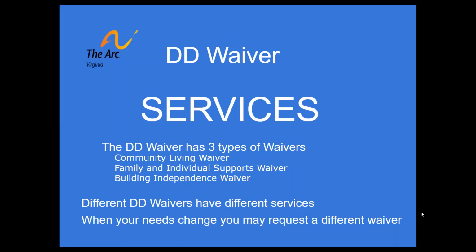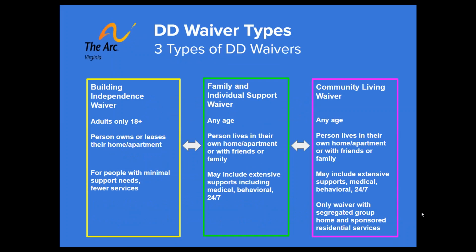You may remember earlier, we said that the DD Waiver has 3 types of waivers. They are the Community Living Waiver, Family and Individual Supports, and the Building Independence Waivers. Different waivers have different services. When your needs change, you may request a different type of DD Waiver. Let's look at the 3 types of waivers.